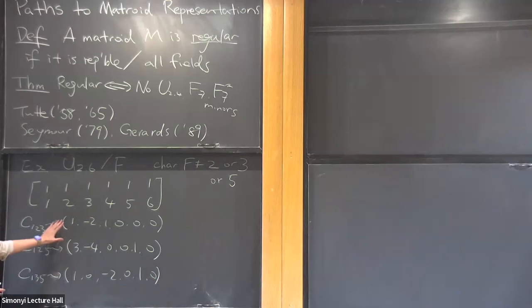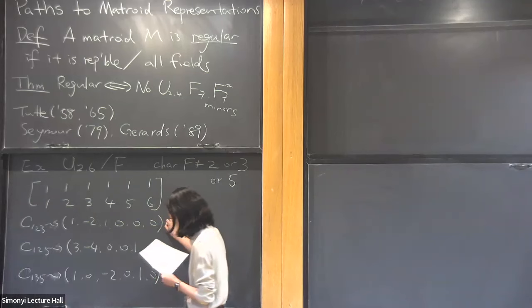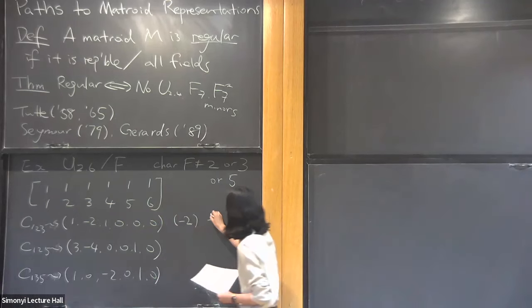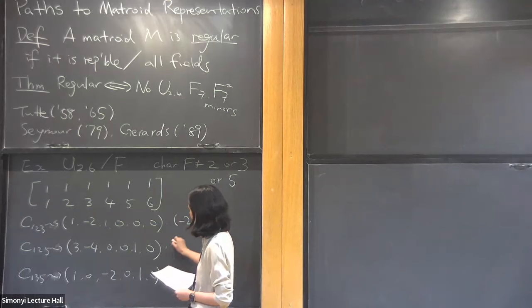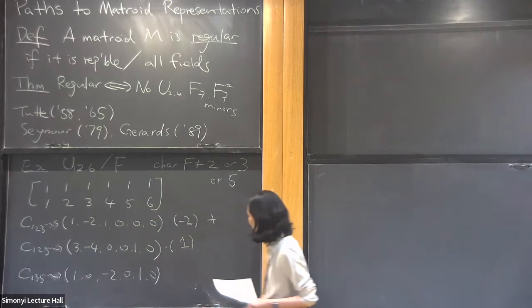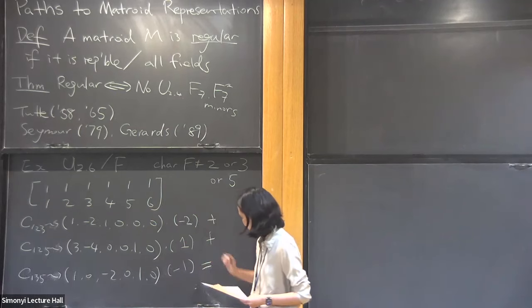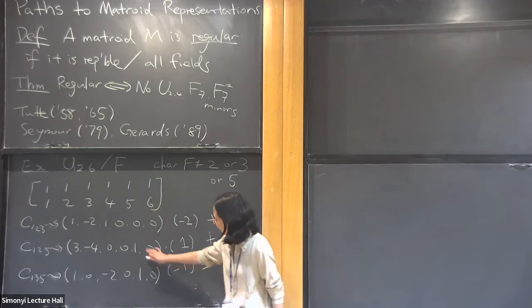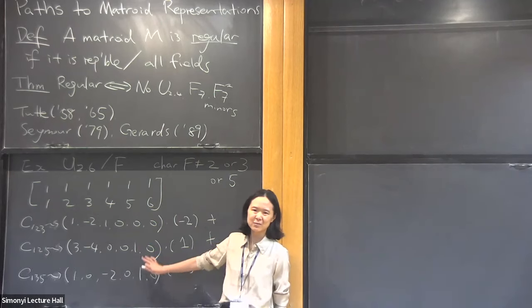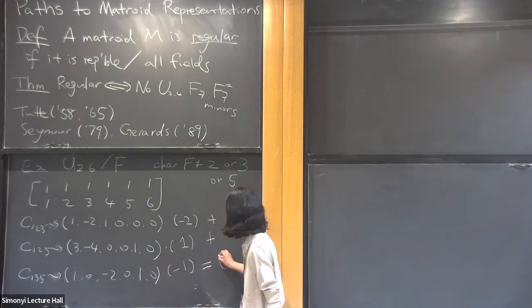But there's one nice property among those three circuits: they each represent a linear dependence for a circuit, but we are also able to write a linear dependence among those linear dependences. For instance, take the first circuit vector multiplied by minus 2, plus the second circuit vector by positive 1, plus the last circuit vector by minus 1. Let's look at the fifth coordinate. You have minus 1, plus 1, and that gives you 0. So this is a zero vector.